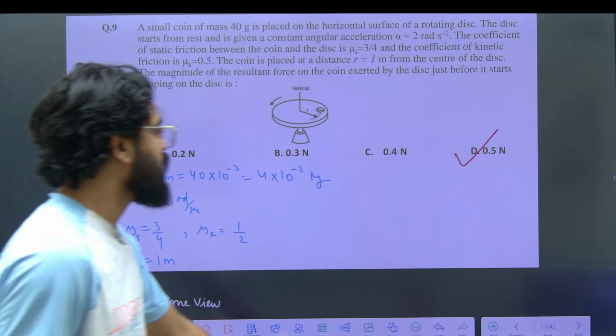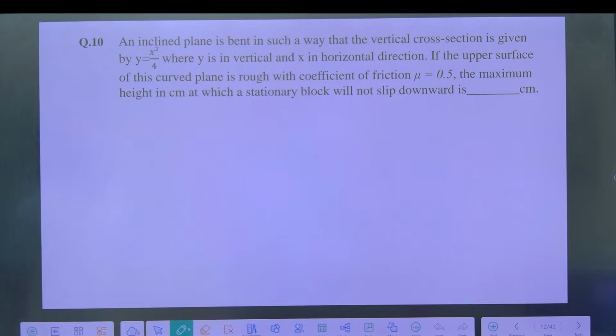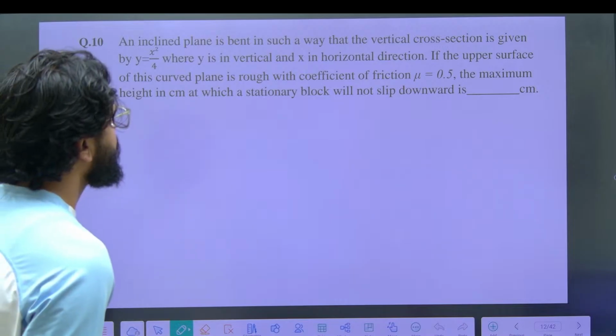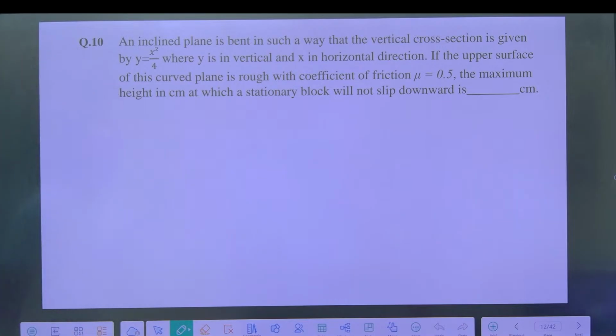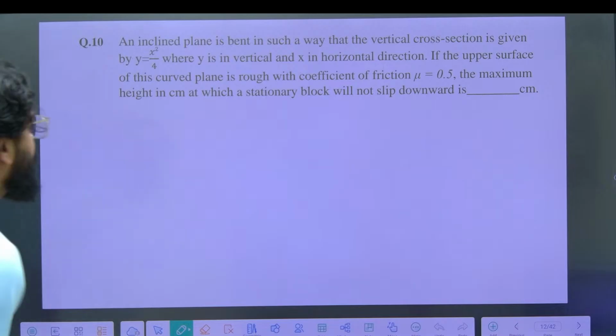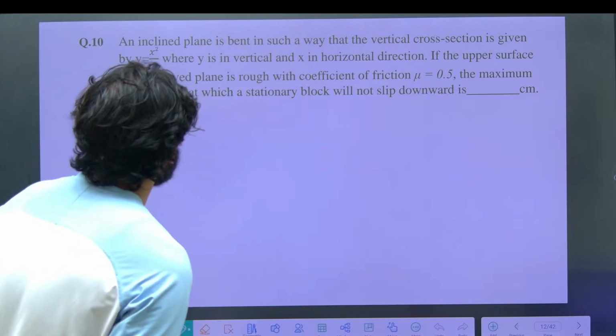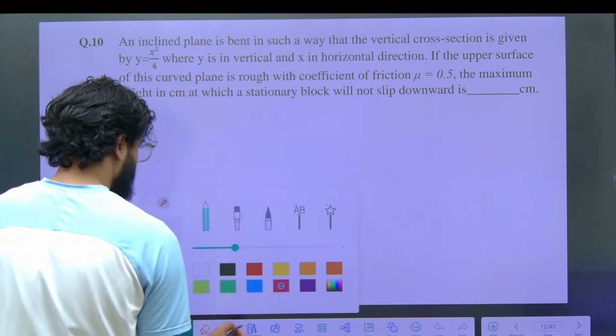Okay. Question number 10th. An inclined plane is bent in such a way that the vertical cross section is given by this. Okay, we have done a similar question. If the upper surface of the curve is rough with coefficient this, the maximum height in centimeter at which a stationary block will not slip down is. Okay, so we can write clearly, guys.